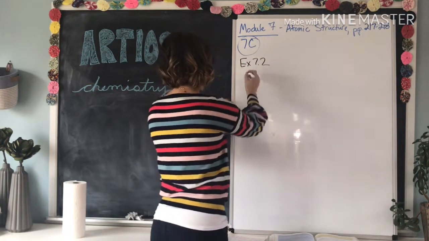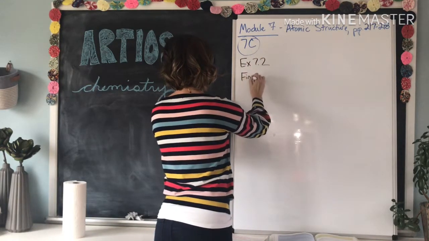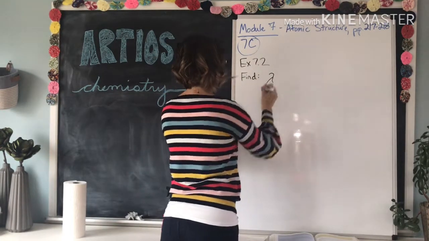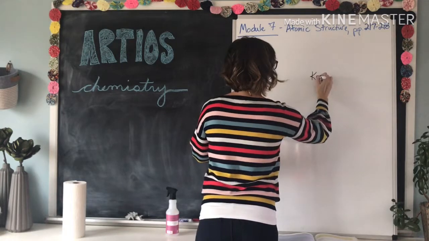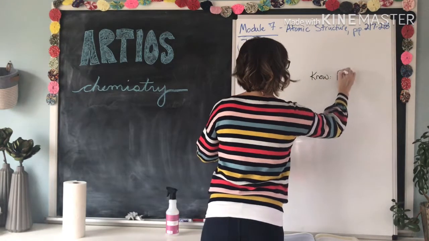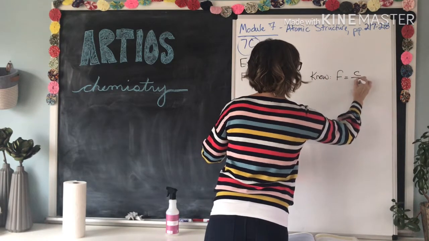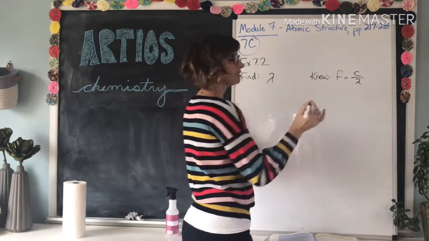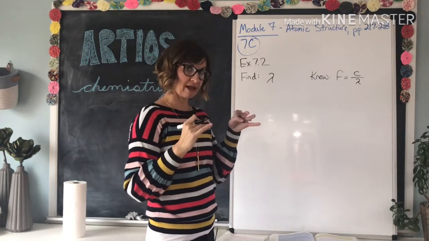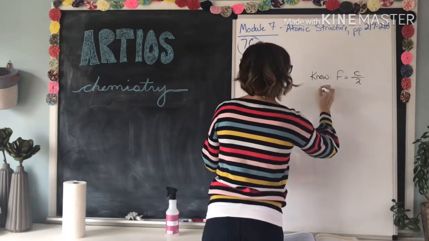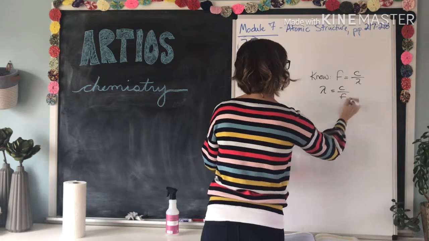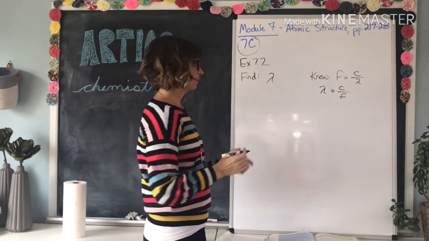All right, we are still in example 7.2. This is the second one. Find, what are we looking for this time? We're looking for wavelength. Okay, we know that frequency equals C over wavelength, or C over lambda. And so if we rearrange that using our algebra skills, we would know that to solve for wavelength, it would be C over F. So that's what we're going to be doing this time, okay?